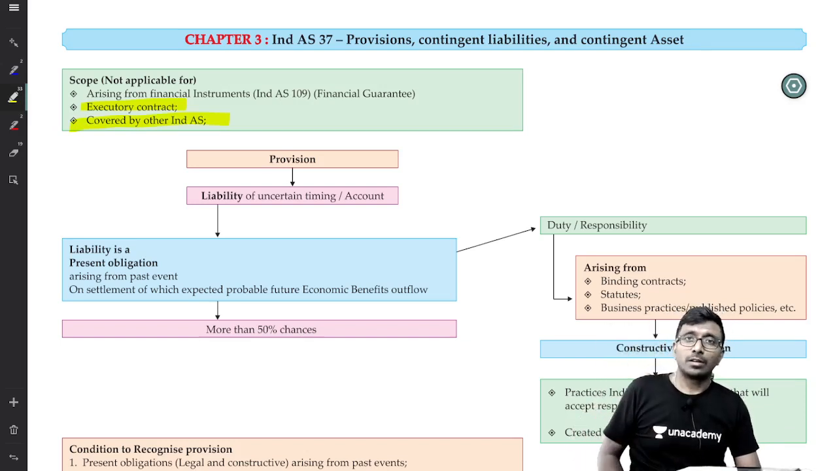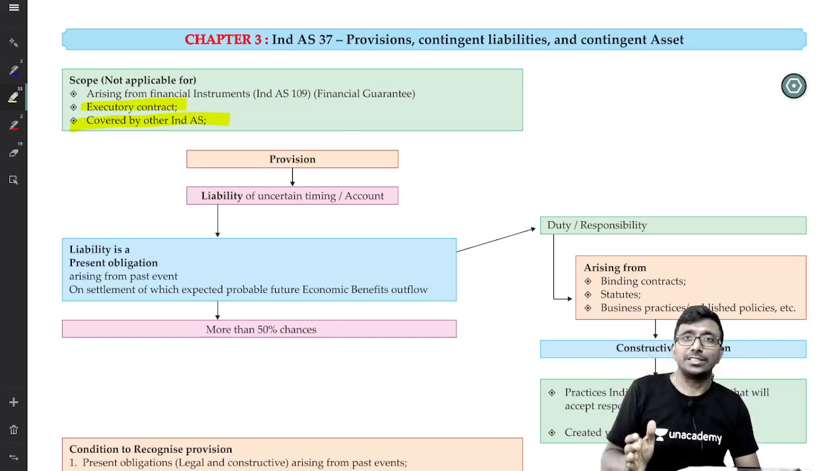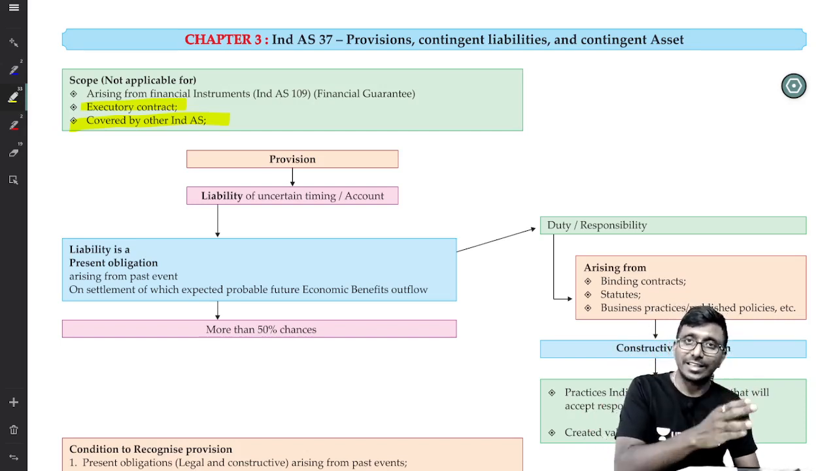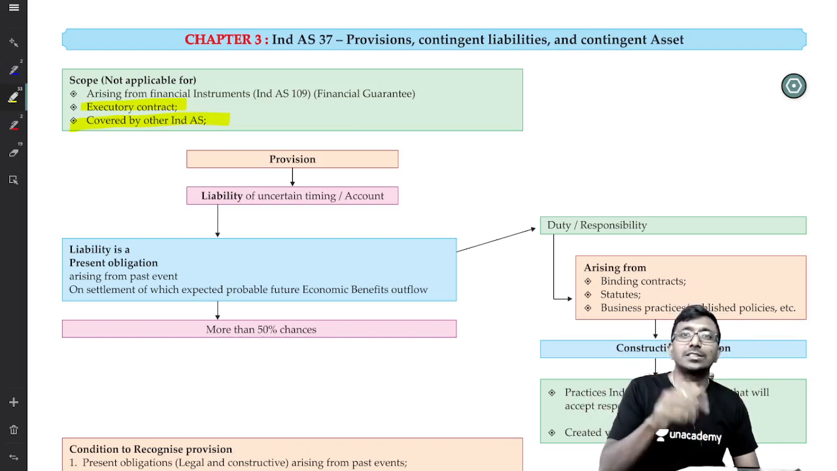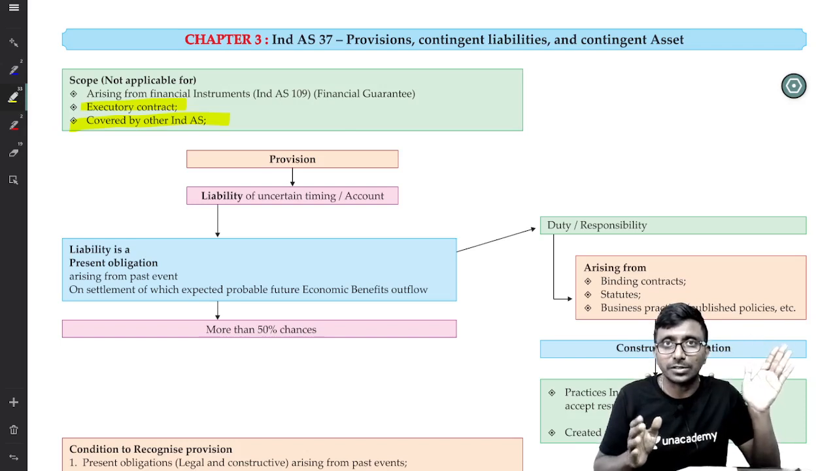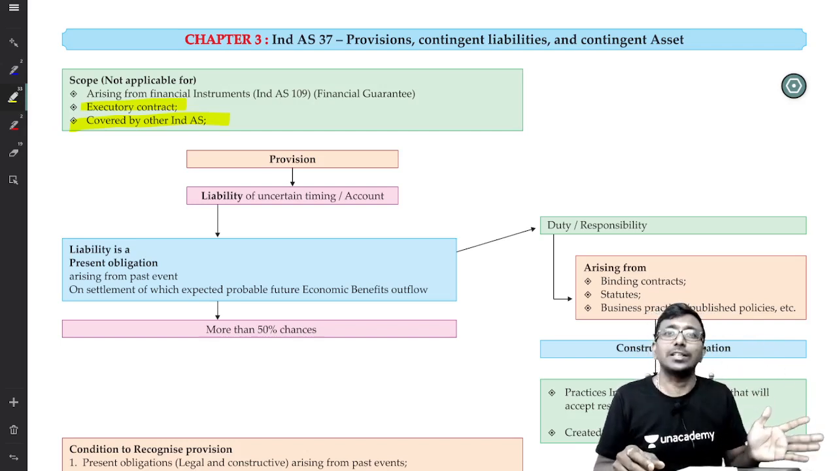Say for example, Ind AS 19, employee benefits. Provision for gratuity: there is a separate standard, which is Ind AS 19, employee benefits. Then one has to refer to Ind AS 19, not Ind AS 37. When there is a specific standard, one has to refer to the specific one, not this general standard. Provision for tax: Ind AS 12 talks about it separately.